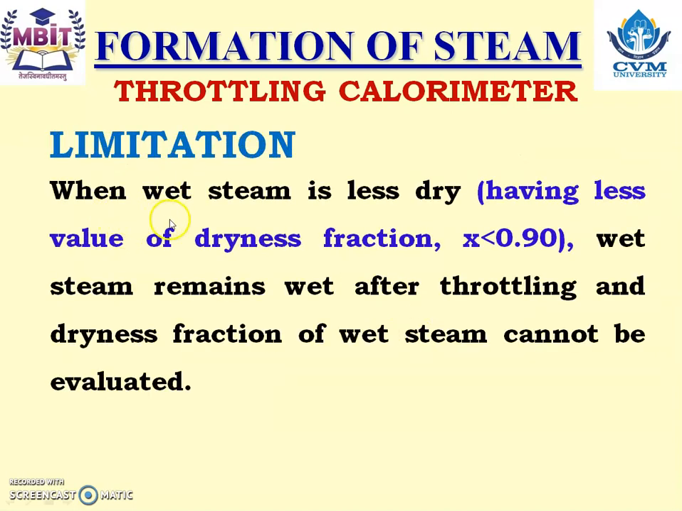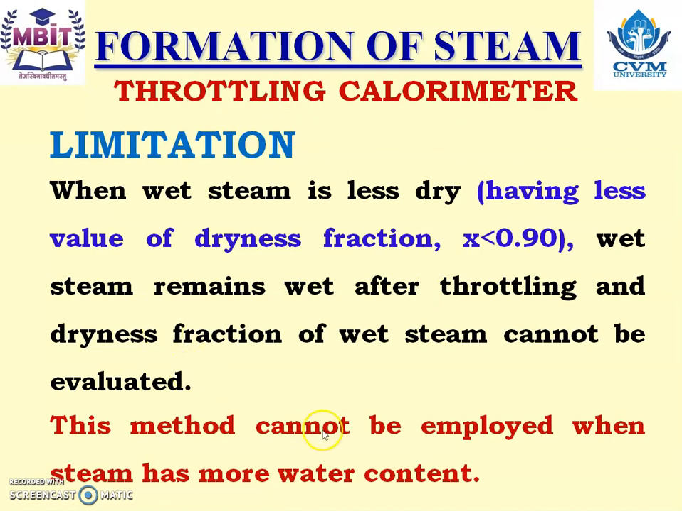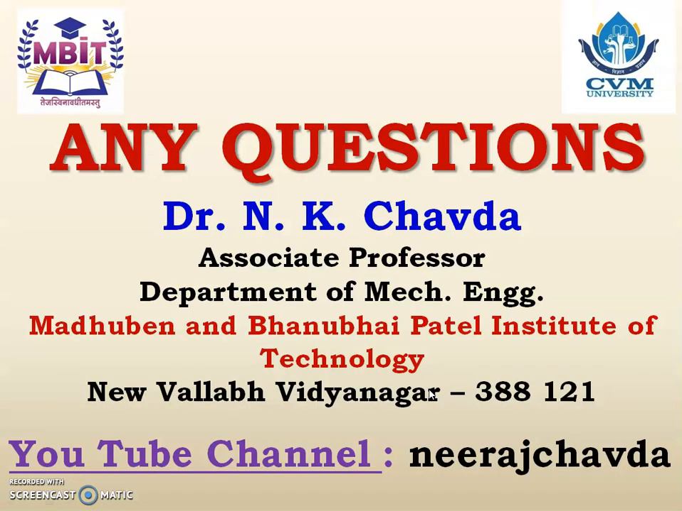Limitation: when wet steam is less dry, meaning it has a low dryness fraction, that is x is less than 0.9, or more moisture is present, the wet steam remains wet after throttling and the dryness fraction cannot be evaluated. So if we want to use the throttling calorimeter, we require that the moisture content is very low. Only then can we calculate the dryness fraction using a throttling calorimeter. This method cannot be employed when steam has more water content. Thank you.